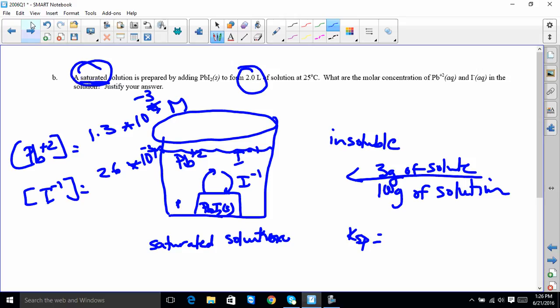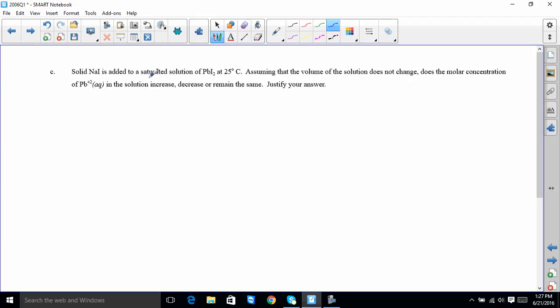And so KSP is a constant as long as you don't change the temperature, and it's a saturated solution, meaning the water is holding all it can. And the way that you know it's holding all that it can is there's some solid sitting at the bottom that's undissolved because the water is full. That will be the concentration.